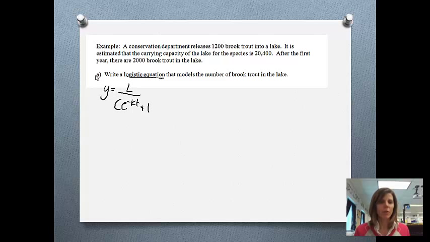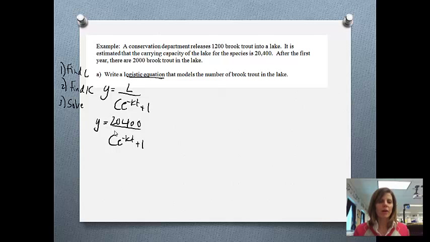Let's plug in our L, and I think that's all we're going to have. Our carrying capacity is 20,400, so we have y equals 20,400 over Ce to the negative kt plus 1. Very similar to when we solve exponential growth problems, first we need to find our C, then we need to find our K, and then we get to solve the problem once we've found our missing constants. What we are going to do here is use the information given.